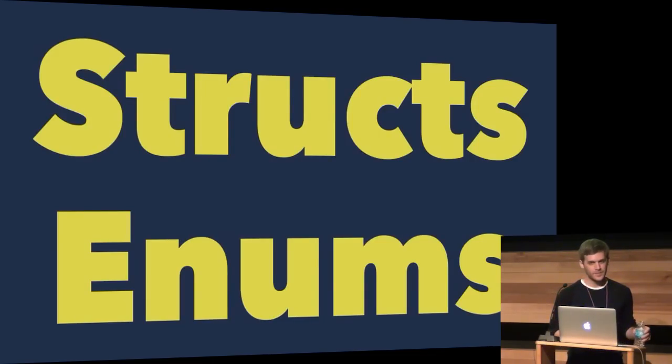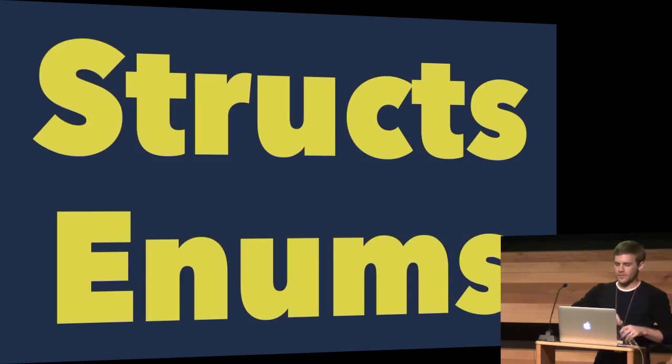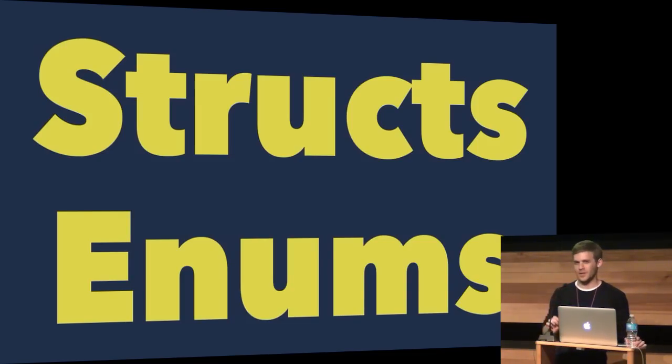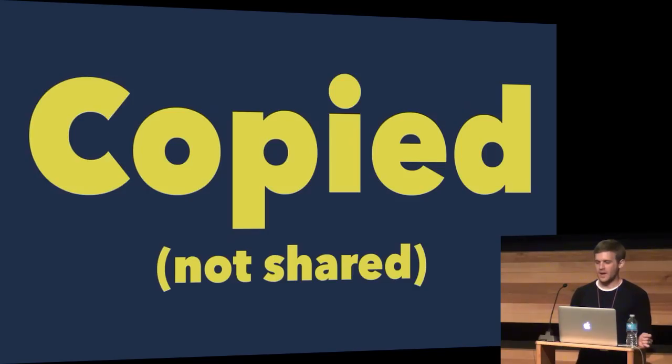These are Swift's value types, as you probably know by now. Let me be correct. These are Swift's types with which you can create values. Classes, by contrast, are always reference types. And one advantage of a value type is that it's always copied. It's not shared. Like a reference type, the reference is passed around, and you're always referring to the same thing.